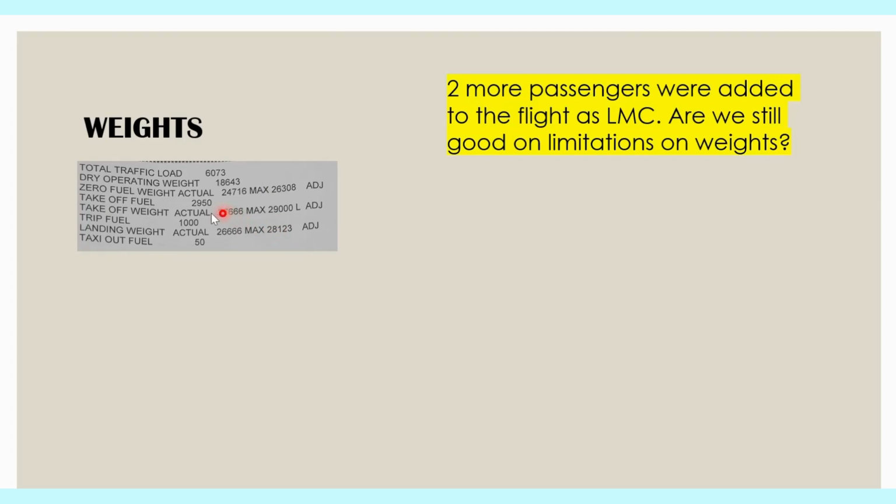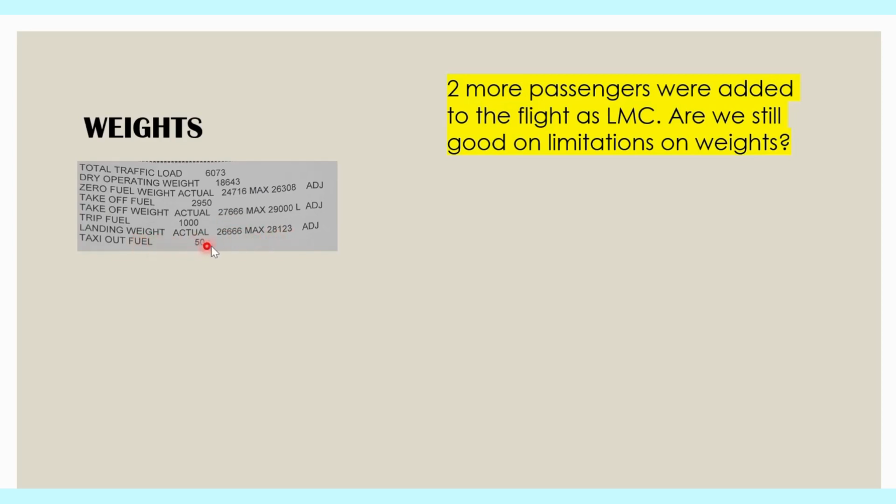Okay, and then from takeoff fuel, you're going to use trip fuel, so you're going to subtract. In this case, trip fuel was 1000, and that's going to give you the landing weight that you'll land with, or you ought to land with. Okay, that's very, very important. So these are the maxima.